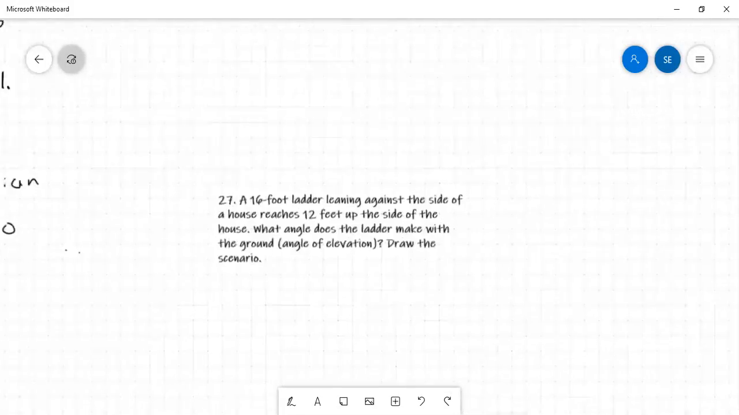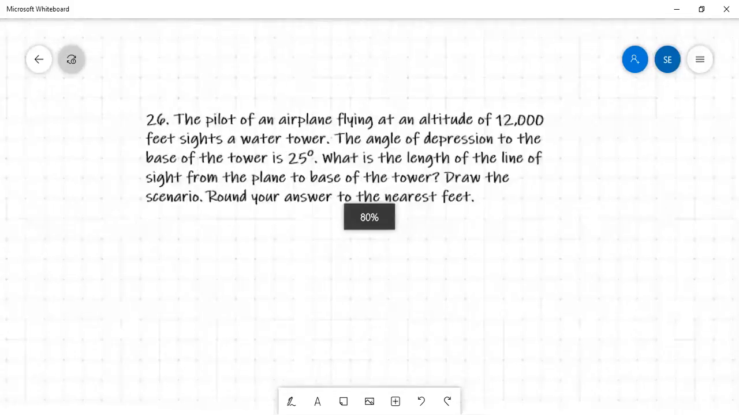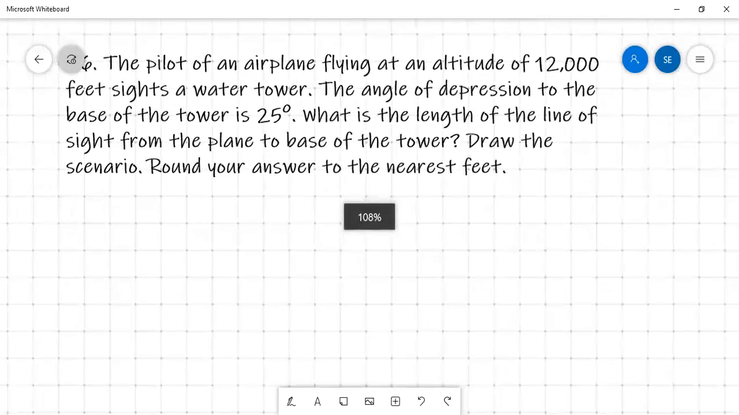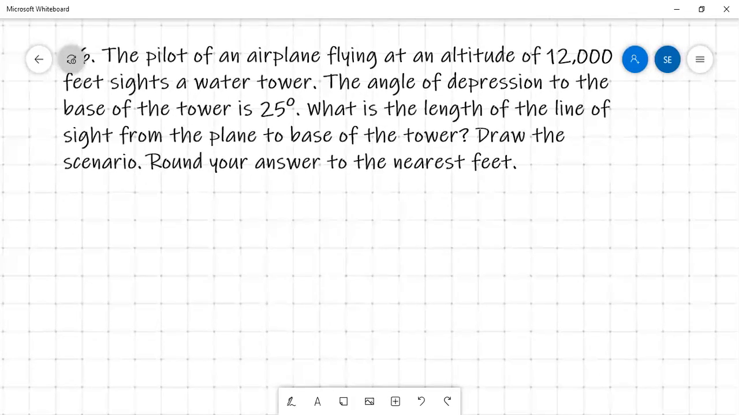Number 26 says, a pilot of an airplane flying at an altitude of 12,000 feet sights a water tower. The angle of depression of the base of the tower is 25 degrees. What is the length of the line of sight from the plane to the base of the tower? Draw the scenario. Round your answer to the nearest feet.